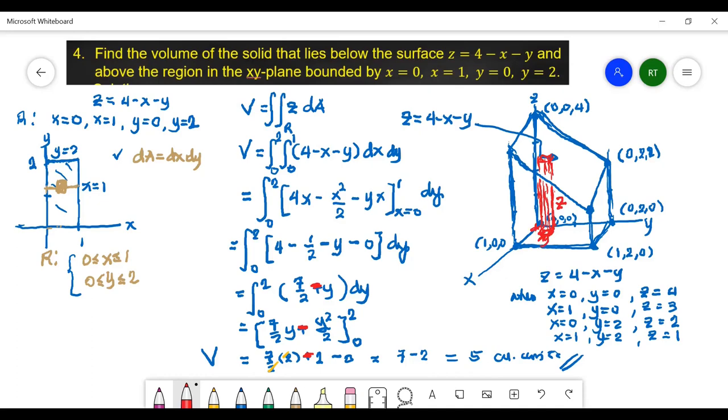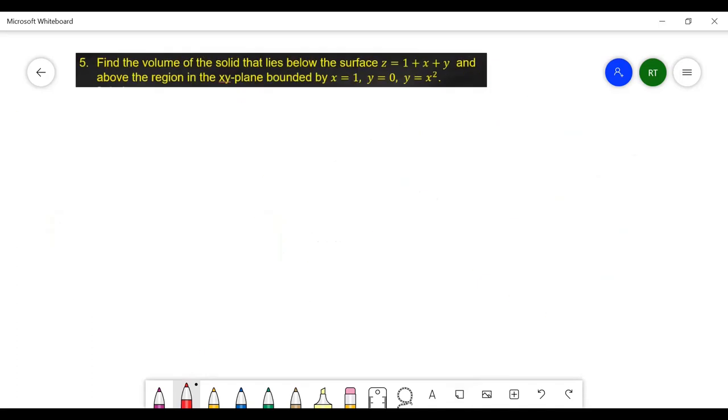Class, can you visualize? You had discussion on this, I think, in GED, di ba? Solid mensuration. You have the truncated rectangular parallelepiped. Okay. So question on example number 4. Any concern here? Meron bang tanong? Meron bang hindi malinaw? Okay. So find the volume of the solid that lies below the surface z is equal to 1 plus x plus y. Again, the upper base of the solid is a plane. And above the region in the xy plane bounded by x is equal to 1, y is equal to 0, and y is equal to x square.